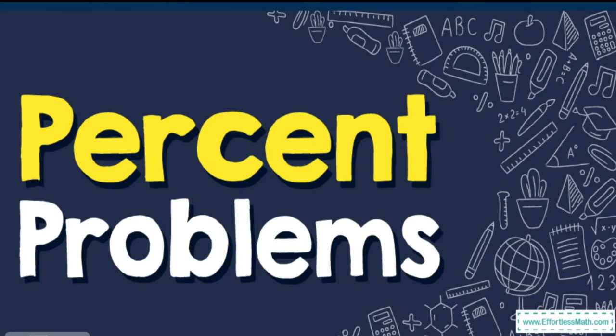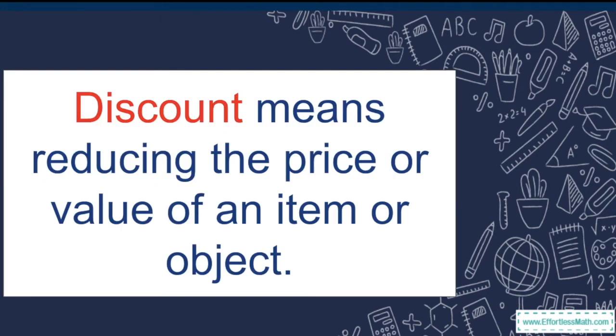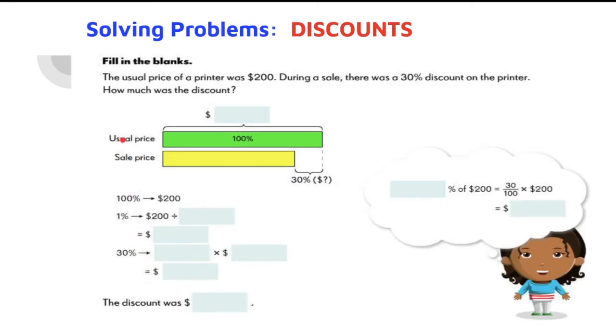The second type of percent problems that we will learn is about discount. Discount means reducing the price or value of an item or object. A discount is usually given as a percentage of the original price. Let's take this problem as our first example. The usual price of a printer was $200. During a sale, there was a 30% discount on the printer. So how much was the discount?